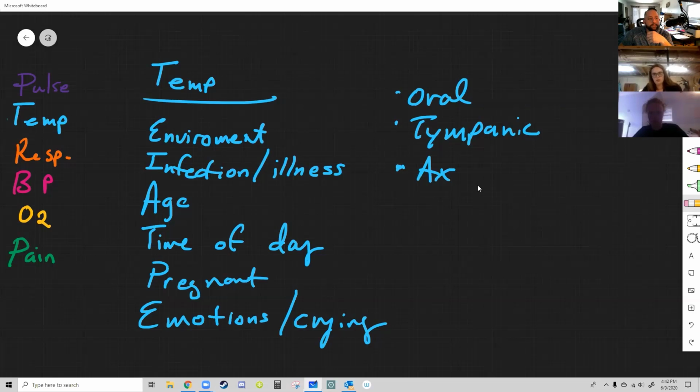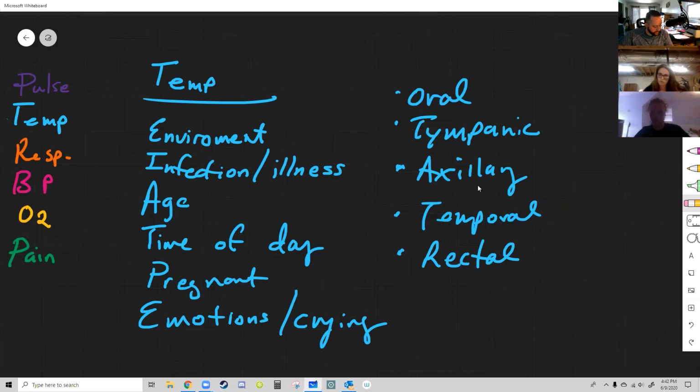Temple is one. Axillary, or armpit. The mouth sometimes. That's the oral one here. Sometimes the rectum is used. Rectal is the most accurate. And this temporal is measuring the temporal artery here.